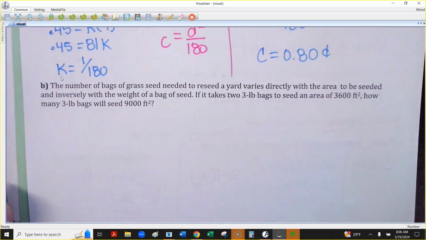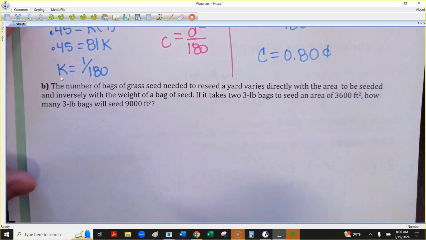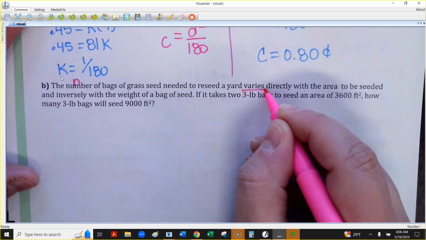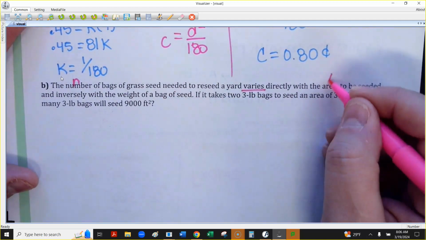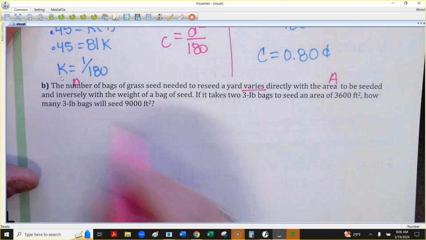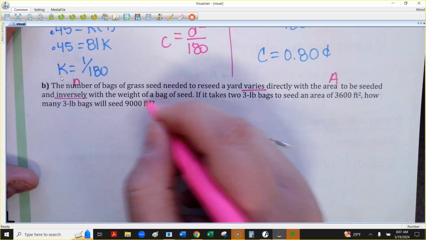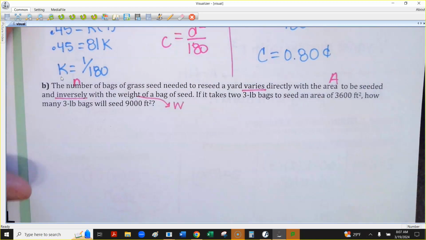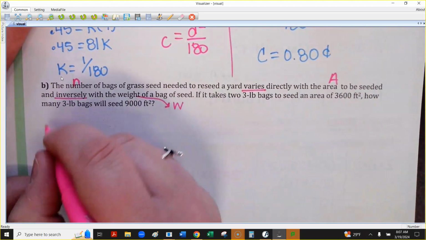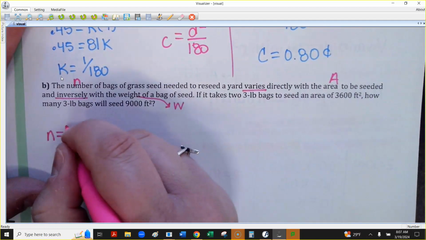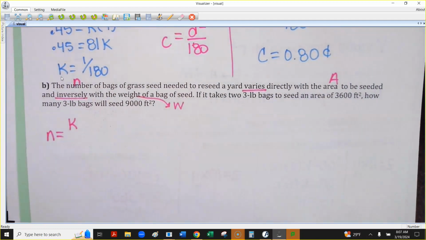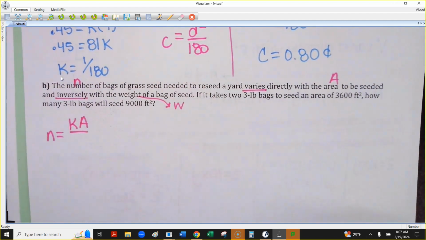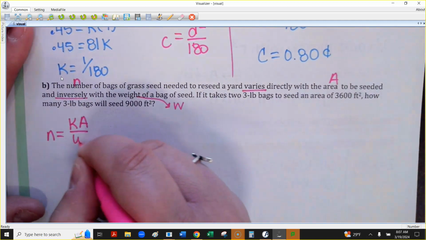Number of bags of grass seed. I'll just use N for the number of bags, used to reseed a yard, varies directly with the area. So let me just use A for area to be seeded, but then also inversely with the weight of the bag of grass seed. So I'm going to use W for the weight. All right, so the general setup here, number of bags of grass seed we need, just automatically put a K. Don't forget to do that. Varies directly with the area. So it's going to be K times the area of this yard, and then inversely with the weight of the bag. So I'm going to put W for the weight of the bag.